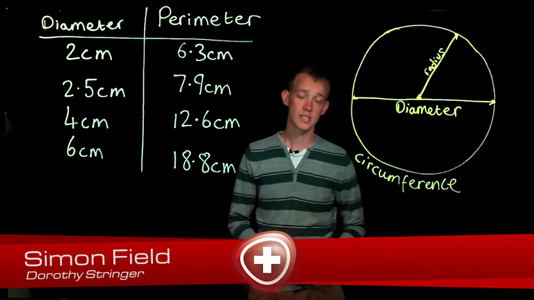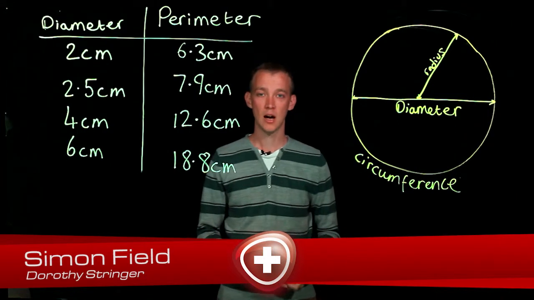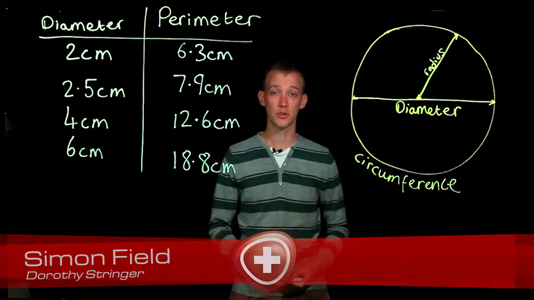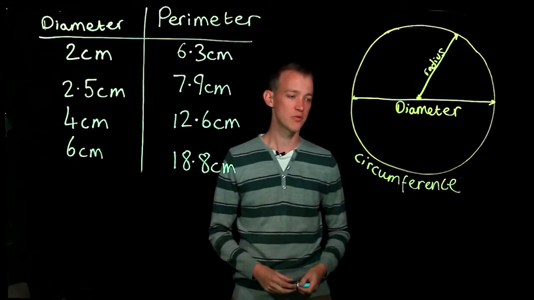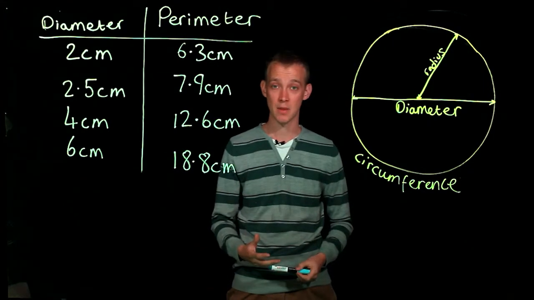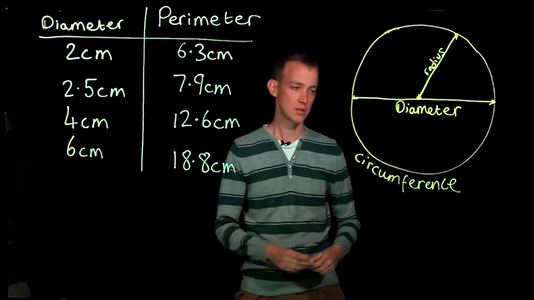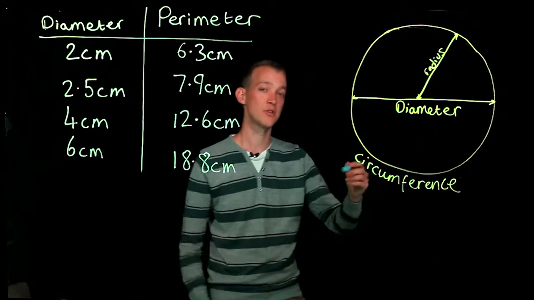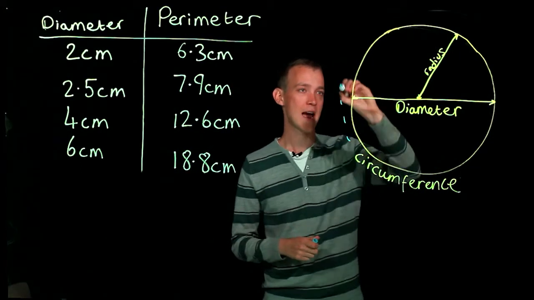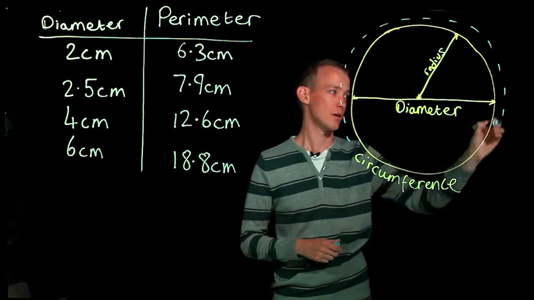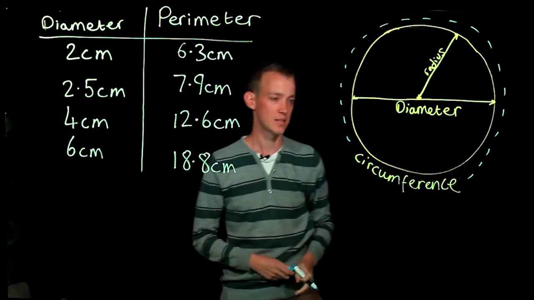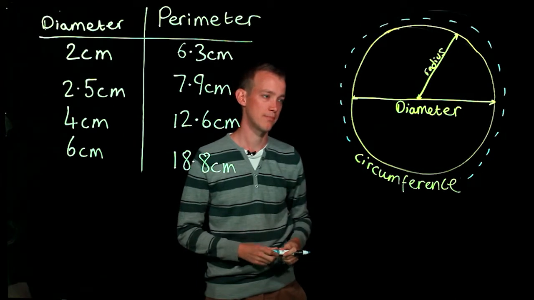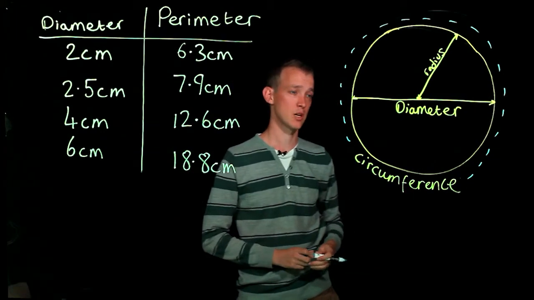In this video, we're going to aim at finding a formula to work out the circumference of a circle. Now, the circumference of a circle is exactly the same as the perimeter of a circle. So you can see my diagram of a circumference of a circle here. My circumference is the length going around the outside of the circle, all the way around the outside, exactly the same as the definition of the perimeter, but circumference only applies to a circle.